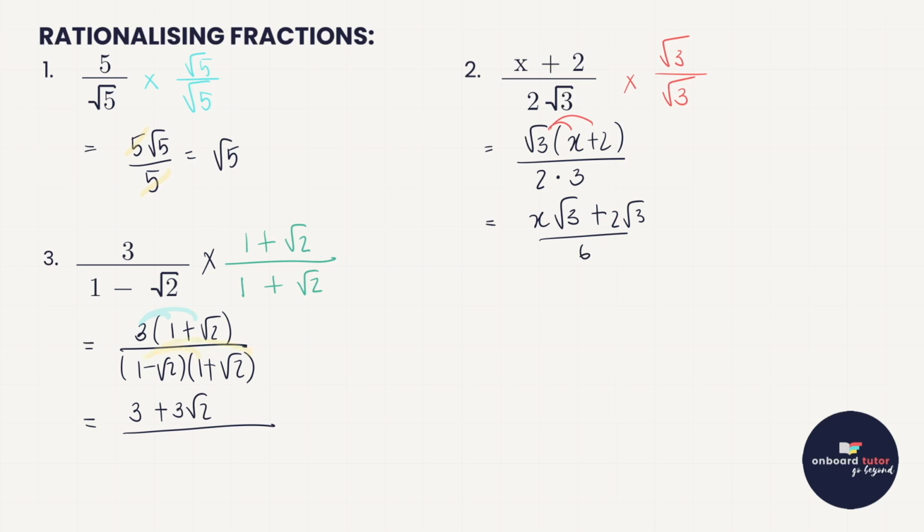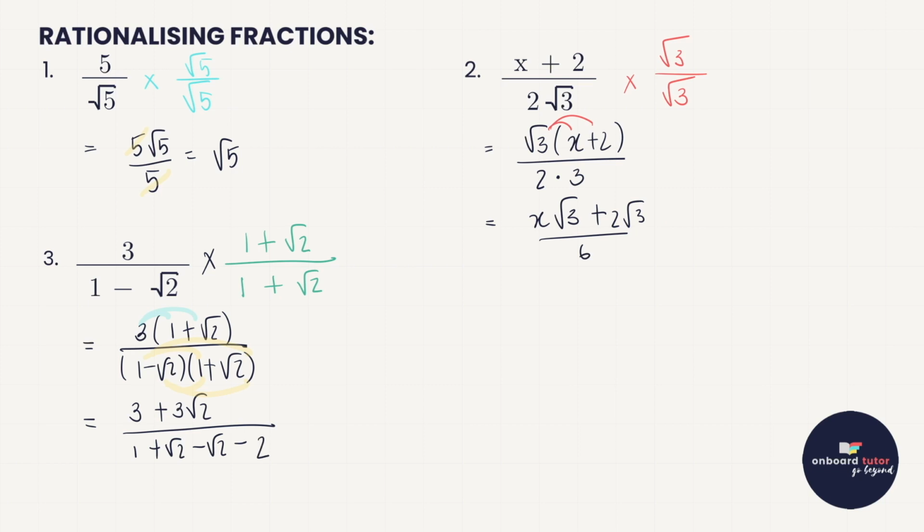Our middle terms will cancel. So first, outer, inner, last. First, 1 times 1, then outer, 1 times root of 2, so plus 1 root 2, then inner, minus root 2 times 1, and then finally last, minus times a plus, and root 2 times root 2.